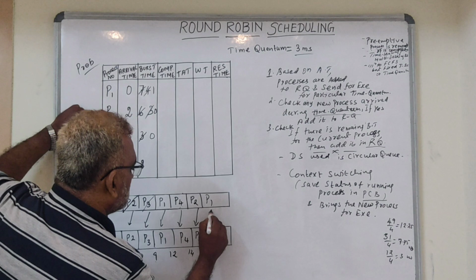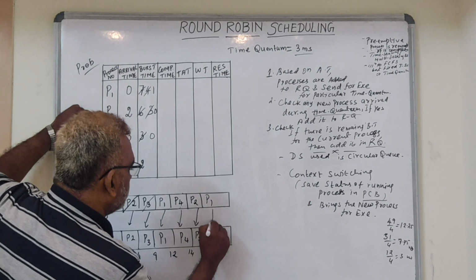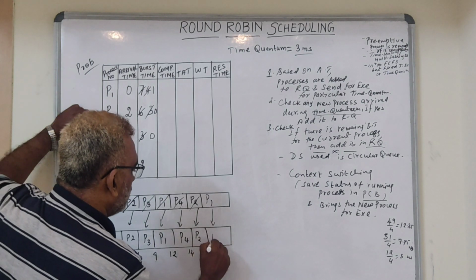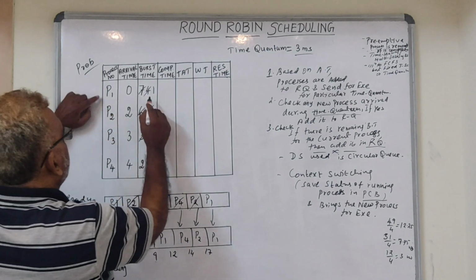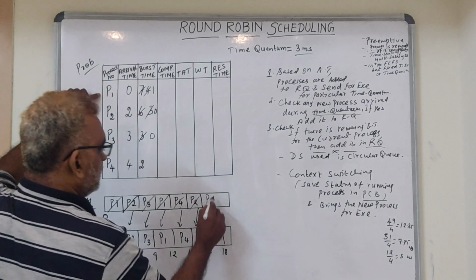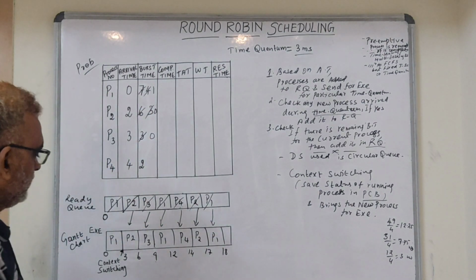P2 is over. So now we are loading the next one. Now we are loading P1, which requires only 1 millisecond of time. So P1 is also over.